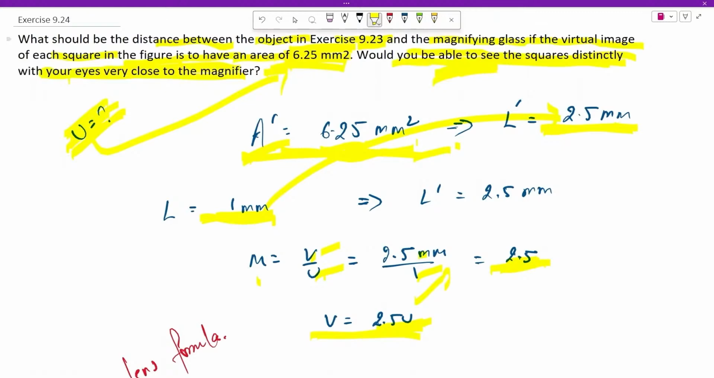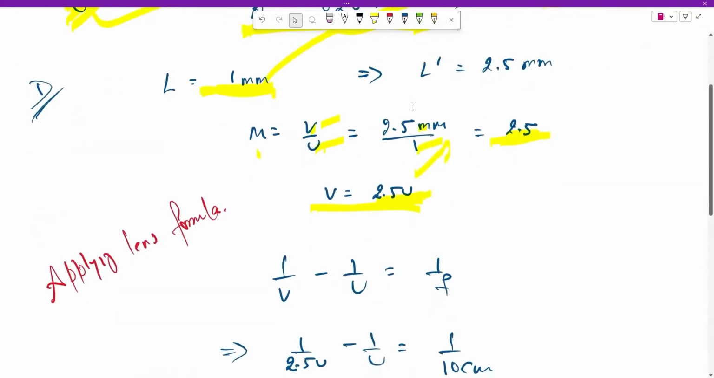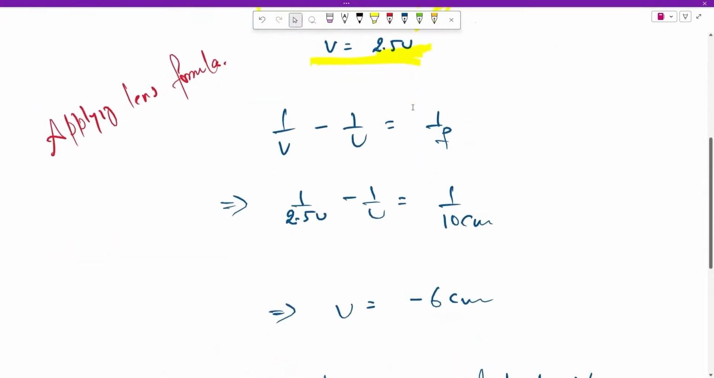In order to see the squares distinctly, the minimum distance should be equal to D. So let us find out whether U is greater than D or less than D. If U is less than D, then we won't be able to see it, and if U is greater than D, then we will be able to see the squares distinctly with our eyes. So let's use the lens equation to find out the value of U first.